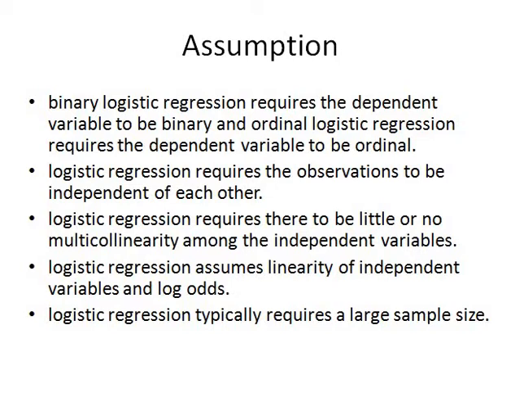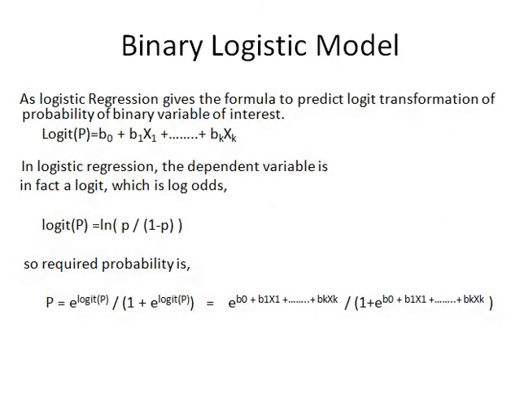So now let's see the actual mathematical model of binary logistic regression. Logistic regression gives a formula to predict the logistic transformation of the probability of the binary variable of interest. Here is the formula for logit p. Logit p is actually used to classify our dependent variable, that is our target variable. What is logit p? Logit p is nothing but log of p upon 1 minus p.